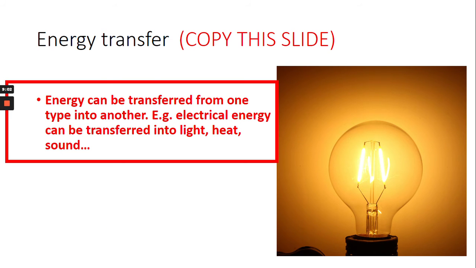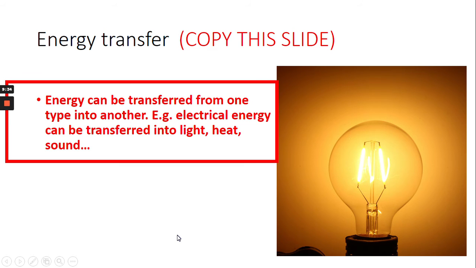So basically, conservation of energy says that energy can be transferred from one type into another. For example, electrical energy can be transferred into light and heat. It is the same with a light bulb. No energy is being lost. Electrical energy, to power the light bulb, is being converted into light energy and heat, because these filaments actually heat up and glow really powerfully.